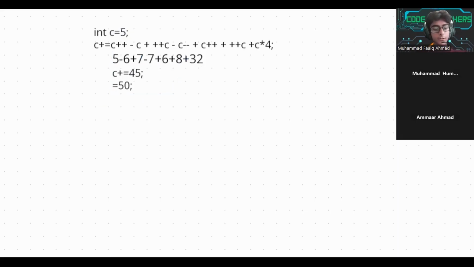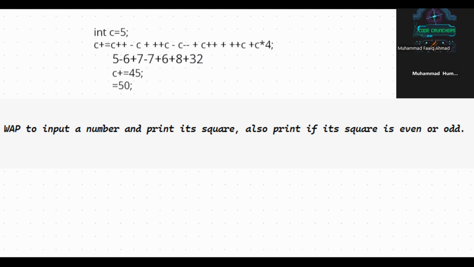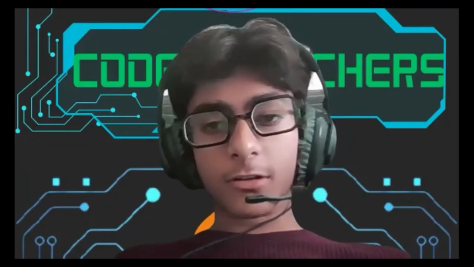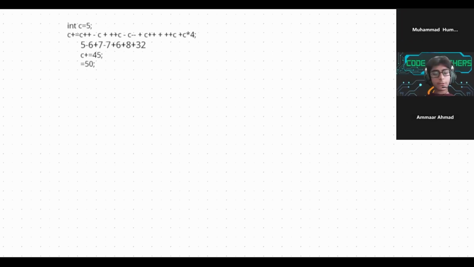I'll be sending the question on the chat box. The question states you have to input a number, calculate its square, and print the square. Then you also have to use the if and else statement to check if its square is even or odd. If it is even, you print that the square of the number is even, else you print that the square of the number is odd. You may admit yourself.